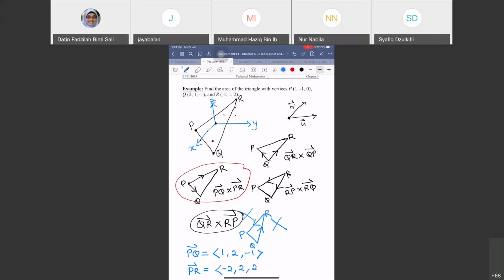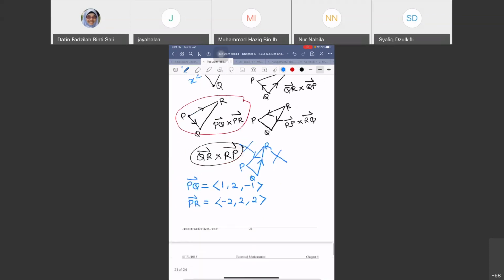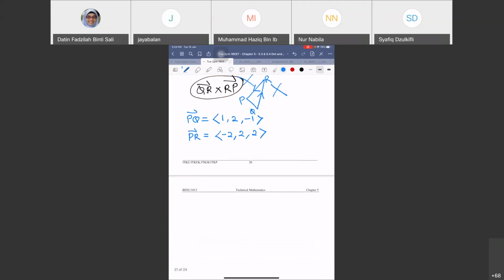Only now, PQ cross PR. Again, i, j, k in the first row. The second row is the PQ component: 1, 2, minus 1. The last row is the PR component: minus 2, 2, 2. Compute this correctly.